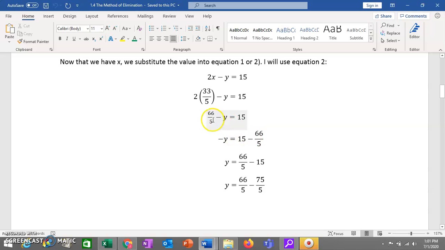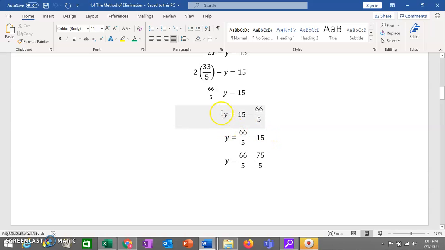I bring the 66 over 5 to the other side, so it becomes negative. And I have a negative y on this side, so I divide both sides by negative 1, and that changes the sign for everything. So negative y becomes positive y. Negative 66 over 5 becomes positive 66 over 5. And 15 becomes negative 15. All right, so I'm going to do some subtraction here. If I'm going to subtract, I need to find a common denominator, and remember that this is 15 over 1. So if I'm going to take 15 over 1 and put that over 5, I have to multiply the bottom 1 by 5, and the top 15 by 5.